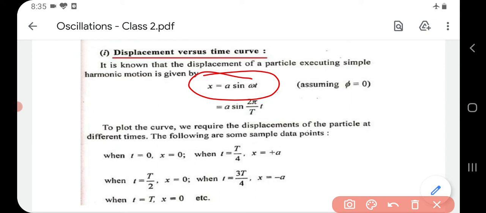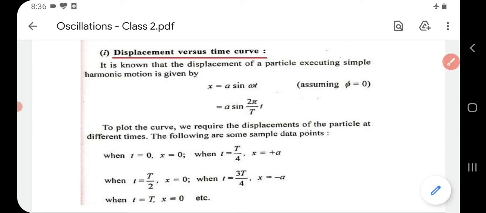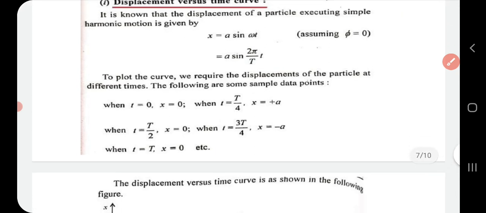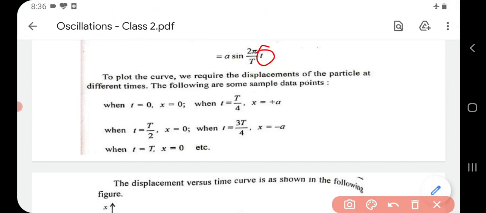So the expression for displacement reduces to x equal to a sin omega t. Now a sin is kept as such, omega is 2 pi by T and small t is kept as such. Now our aim is to find the value of x for different values of small t. Once you get those points, using them you can draw the graph.